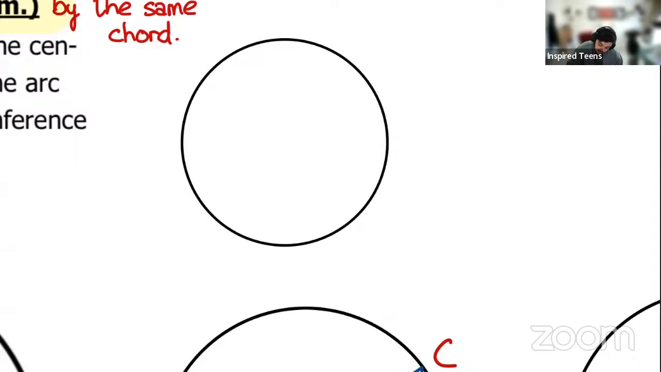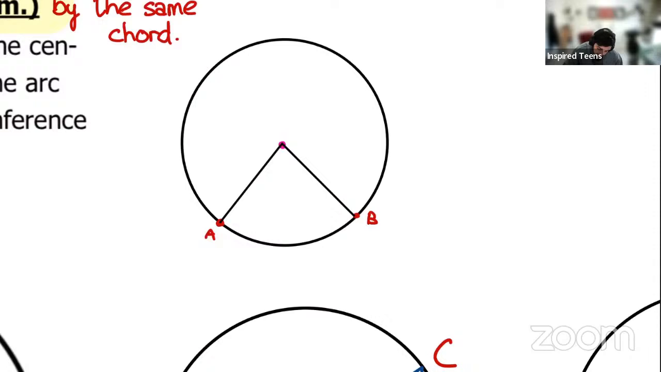Okay, so let's just have, again, these chords don't have to be drawn in. I'll have A and B. Let's just say my center is there, and now I draw in this line. This is a center angle subtended by AB.